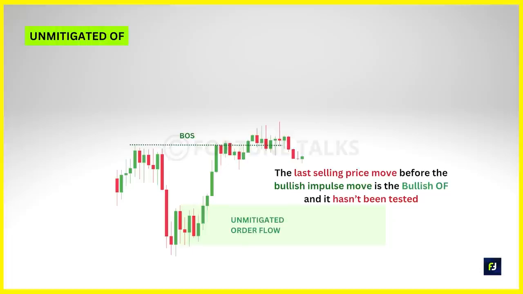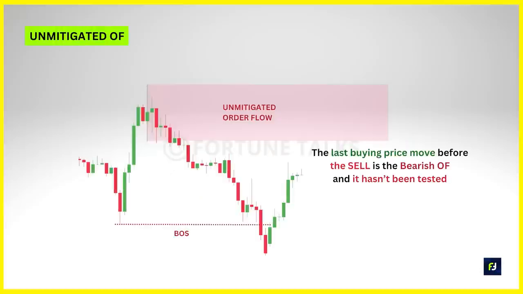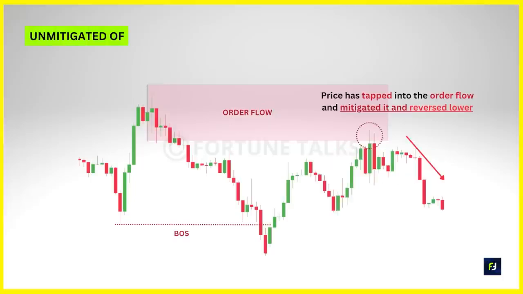Once we have marked the order flow, we can observe that the price has not tested or mitigated this bullish order flow. It also means that the price could come back to this order flow later to mitigate it. So this is an unmitigated order flow. Similarly, if we spot a bearish order flow in a bearish market structure and the order flow is not tested or mitigated by price, then this is an unmitigated order flow zone, which could be a potential area of interest for a price reversal in the future.